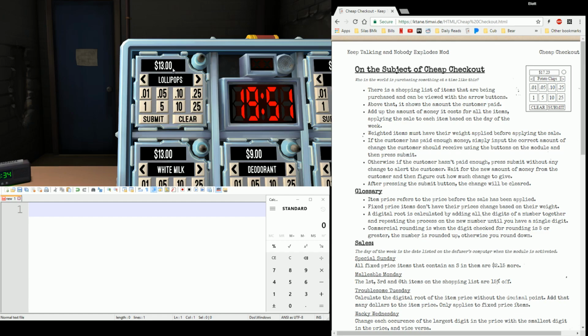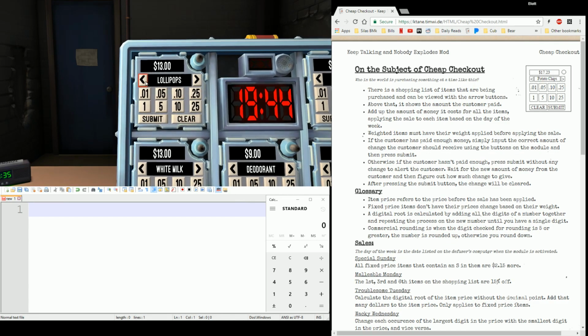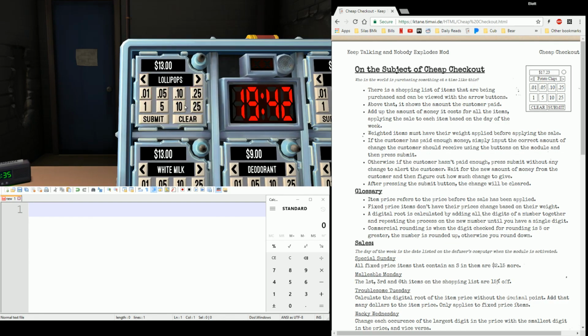You've got a dollar amount. This is what a customer is paying for their products. You have these 6 items that they're going to buy in a list. You have change, currencies, number of dollars, number of cents, submit button, and a clear button.